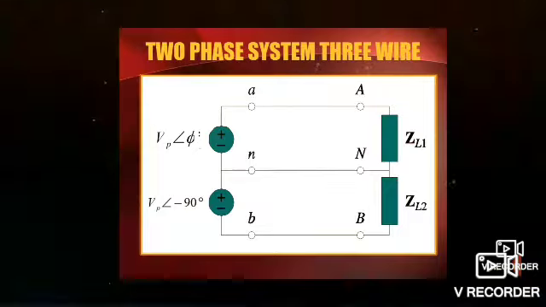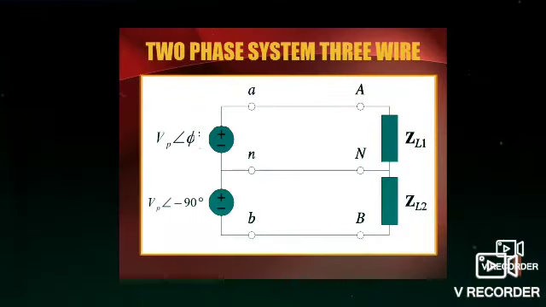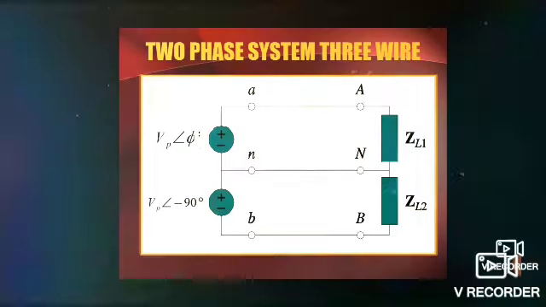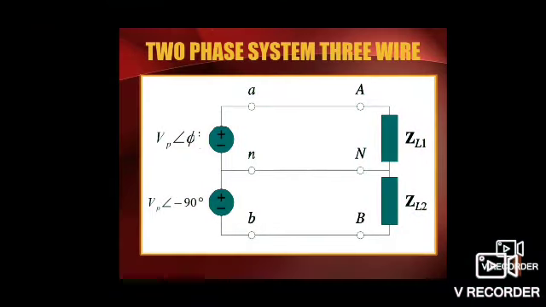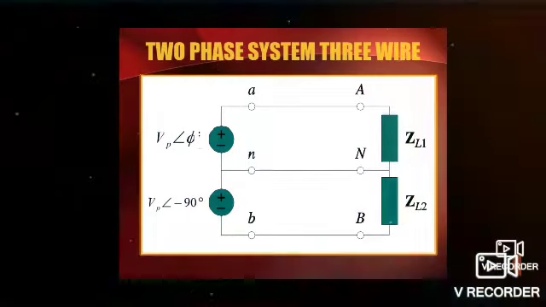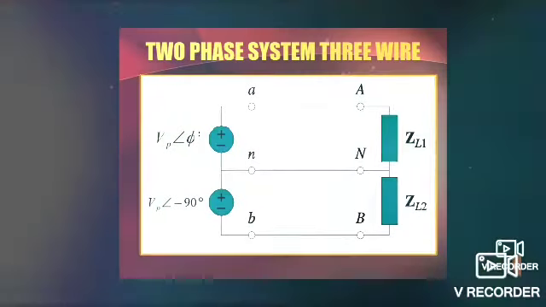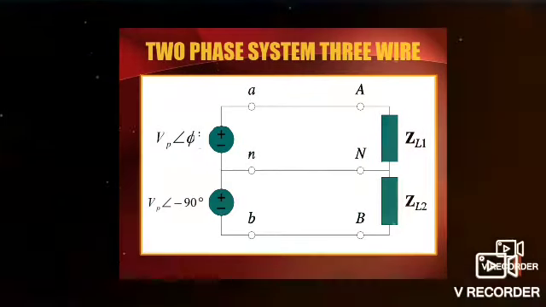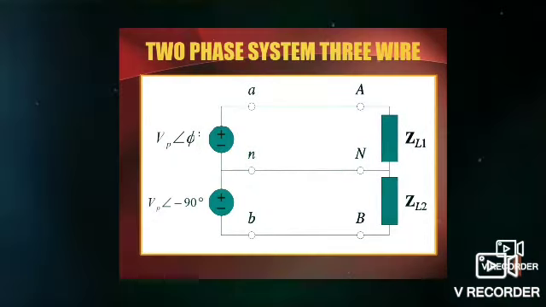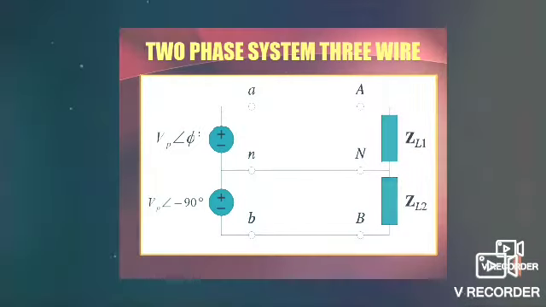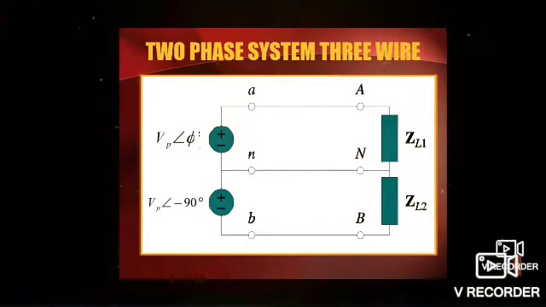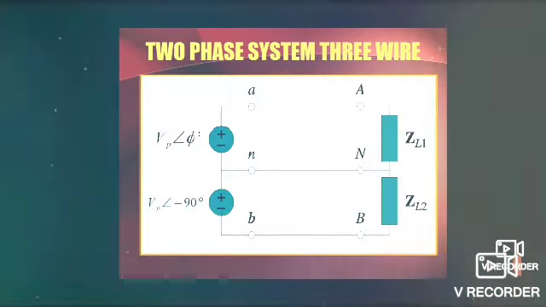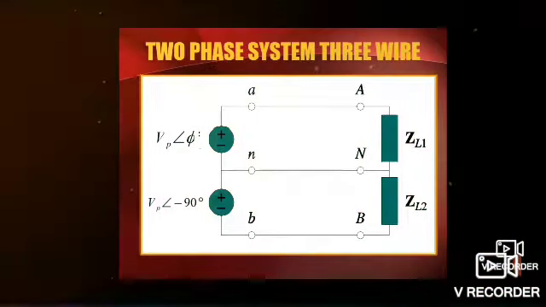There will be a difference between single phase three wire system and two phase three wire system. In single phase three wire system there are two identical voltages Vp with angle phi. But in the two phase system with three wire, it has two identical voltages of the same magnitude Vp, but the phase angle difference is 90 degree. So it has two phases A and B with a neutral wire. So it is called a two phase system with three wire. The phase angle difference is minus 90 degree for the two phase three wire system.